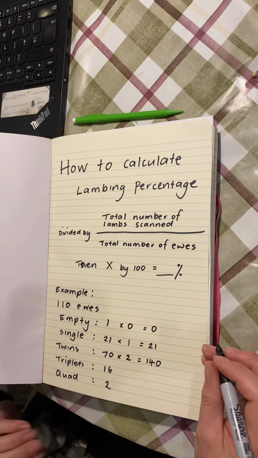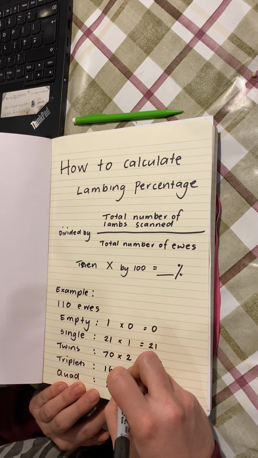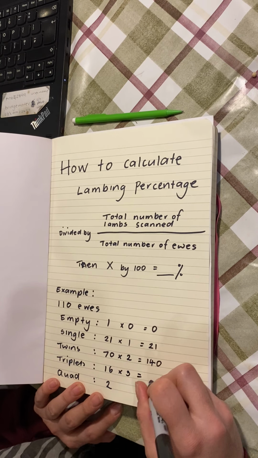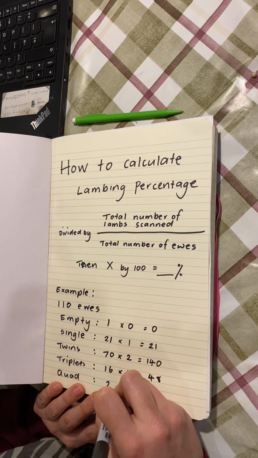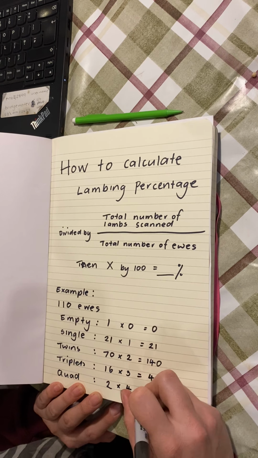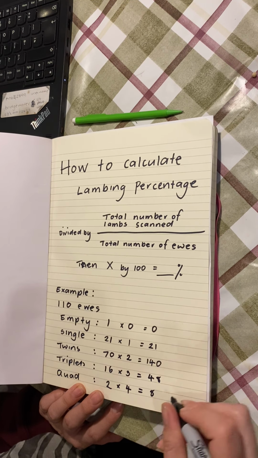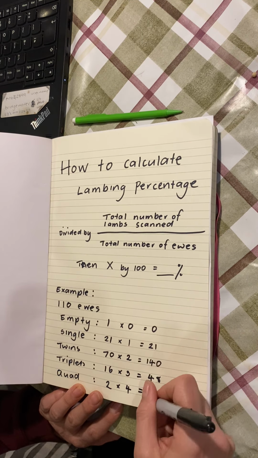140. 16 are having 3 lambs, so 3 times 16 is 48. And then 2 are lucky or unlucky enough to be having 4, which is going to be 8. So you add up that whole column and you should get 217 lambs. So then we can do our little bit of a calculation.